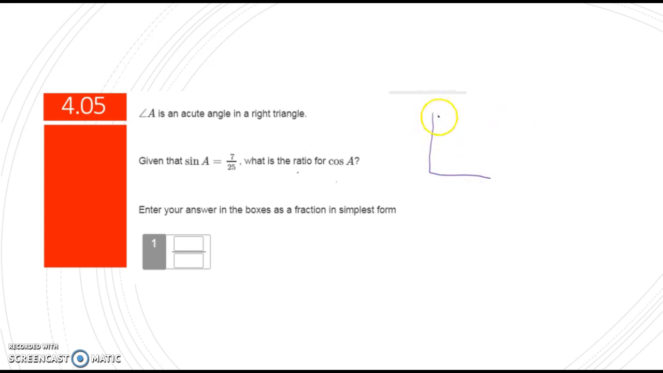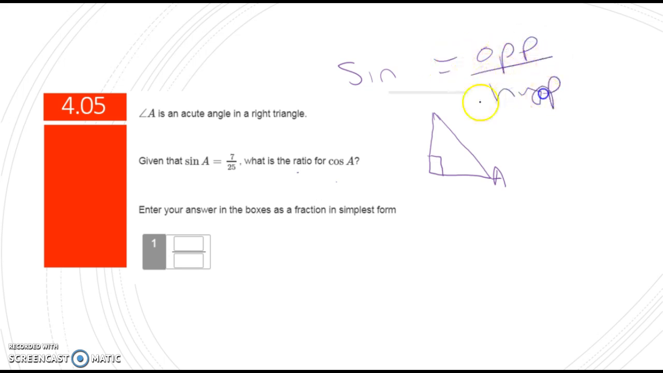You don't have to have anything specific or fancy, but you do need to sketch a right triangle, label angle A, and then label what you know. If sine of A is equal to 7/25, remember sine is opposite over hypotenuse. So that means that I could label the opposite side as 7, hypotenuse is 25.